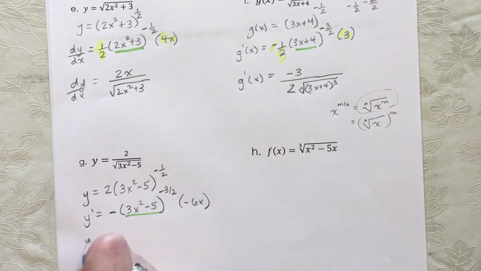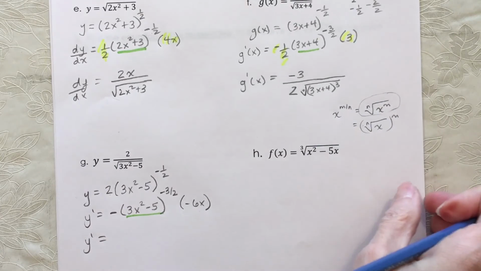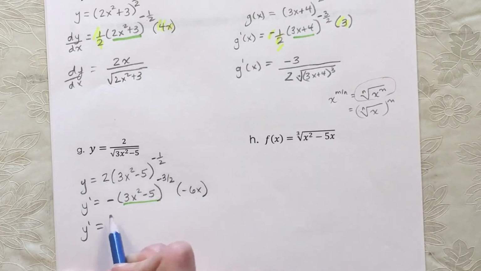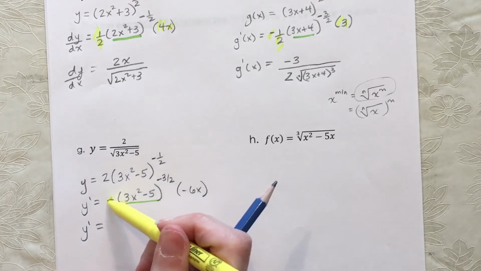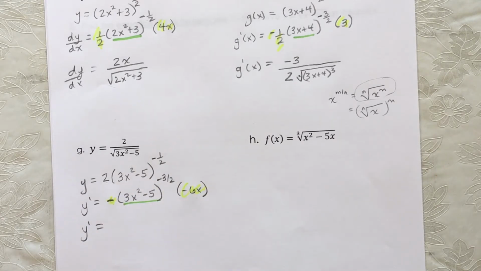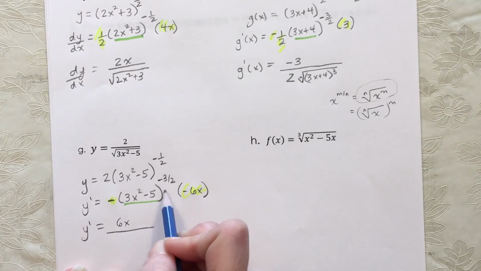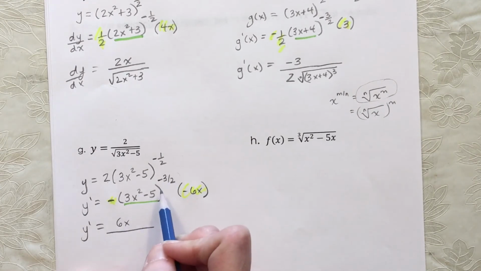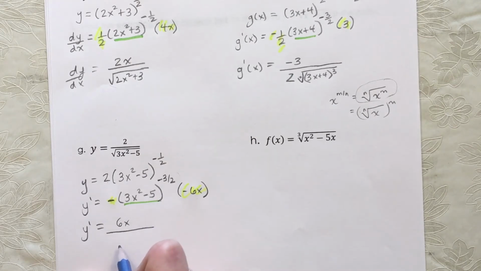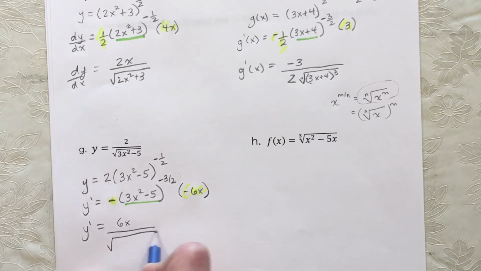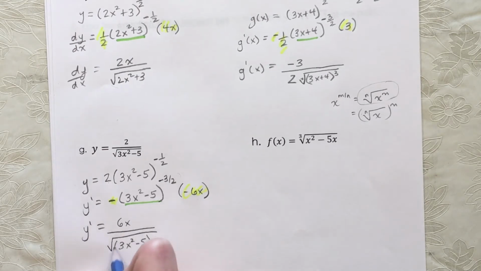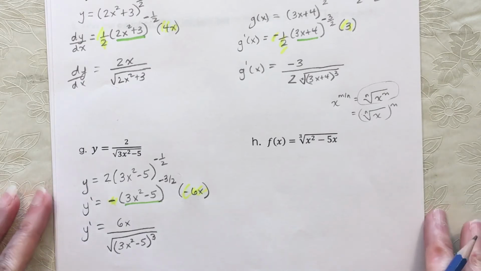And then you've got to write it with positive exponents or radicals. So I can multiply the negative 1 by the negative 6x, and that gives me positive 6x. It's going to be on top. And then the part with the negative exponent, I'm going to move to the bottom so the exponent becomes positive, and it's a root again. So the root of 3x squared minus 5 cubed is how you would write that. And there it is in simplified factored form.